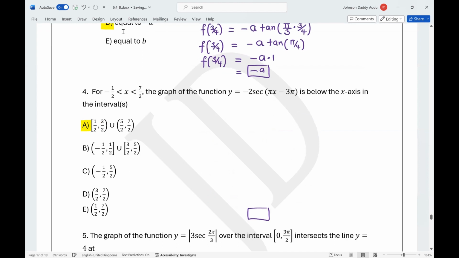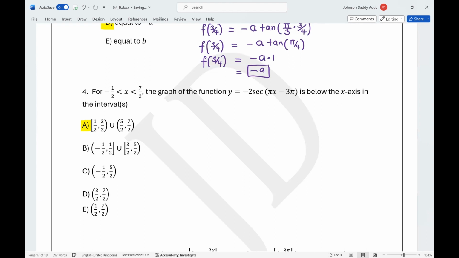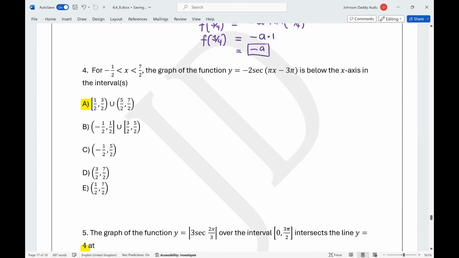Okay. All right, then for this one, we also want to graph that of sec. Now to graph sec, what do we do? We start with the helper as usual. So let's go for the helper first. What would be the helper in this case? It is going to be y equals 2 cosine of pi x minus 3 pi.